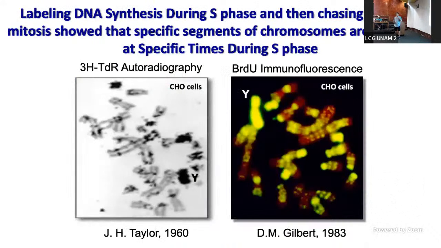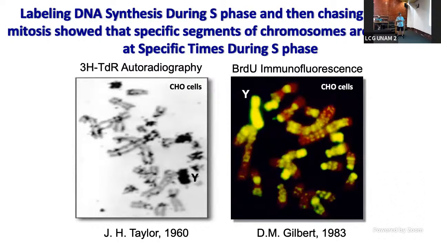Okay, so I'm going to take you back in time to the very beginning, J. Herbert Taylor's experiments. J. Herbert Taylor synthesized tritiated thymidine in the 1950s, and then he basically laid out all of the basic concepts of DNA replication that we know today, including semi-conservative replication and anti-parallel replication, and long before Meselson and Stahl, if that's who you think of.